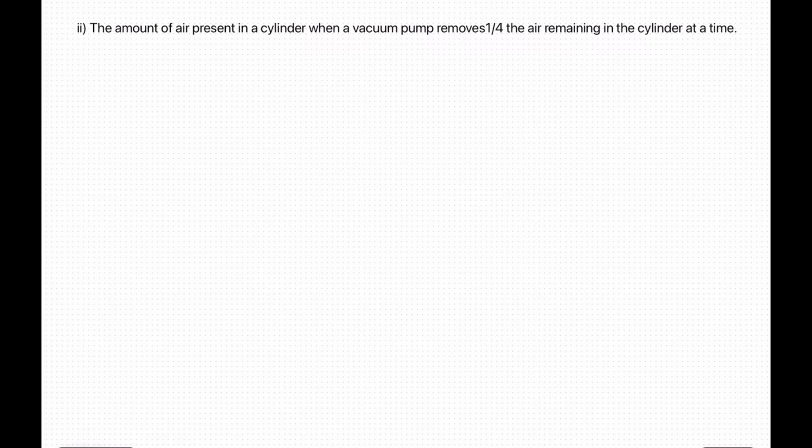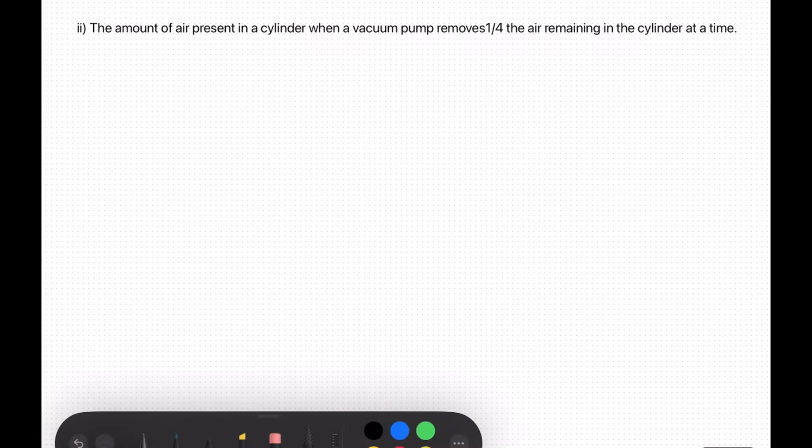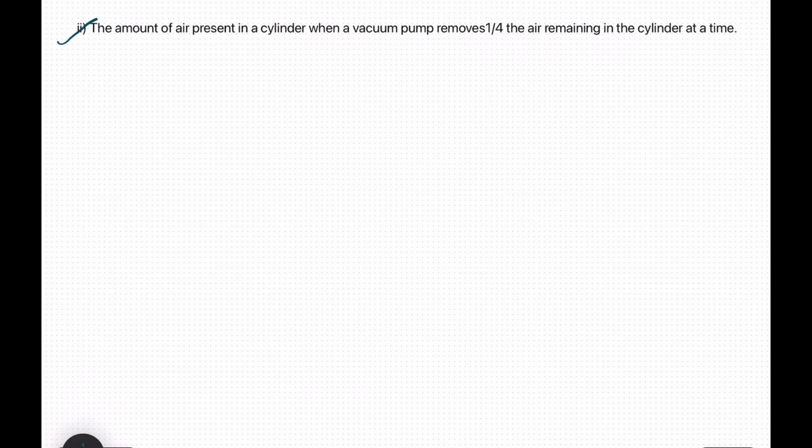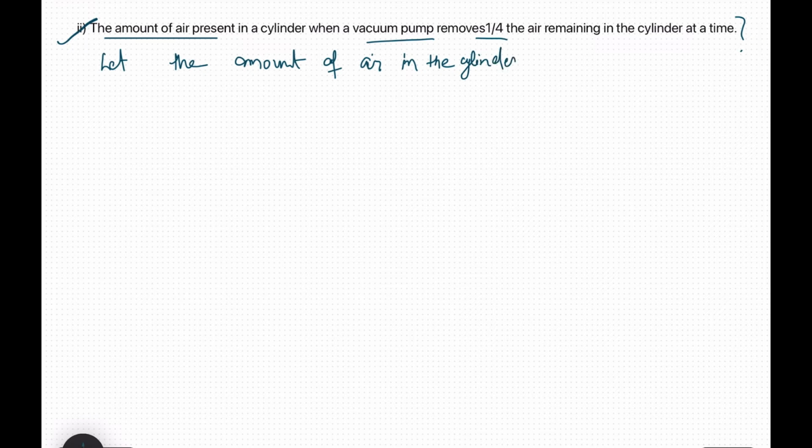This is our second question. The amount of air present in a cylinder when a vacuum pump removes 1/4 of the air remaining in the cylinder at a time. So what is the known part here? The amount of air present. And we have to find whether it is an arithmetic progression or not. Okay, so what will you do first? Let the amount of air in the cylinder be equal to what? x.